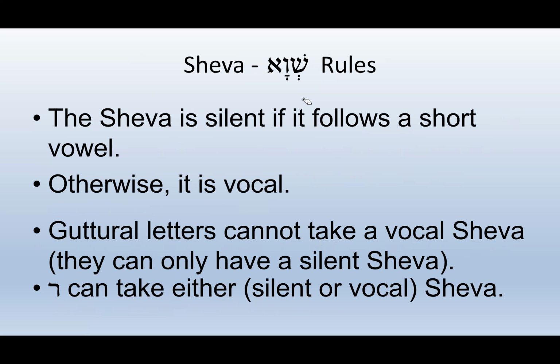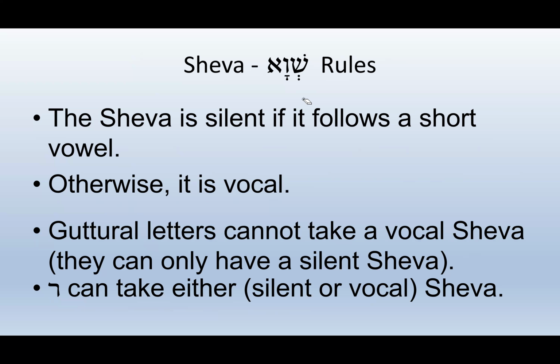That's really all. Well, it's almost all. The Shva is silent if it follows a short vowel. That's why I said you want to make sure you remember what the short vowels are, that you know that they're short. I mentioned that last week. Otherwise, it's a vocal Shva if it doesn't follow a short vowel.